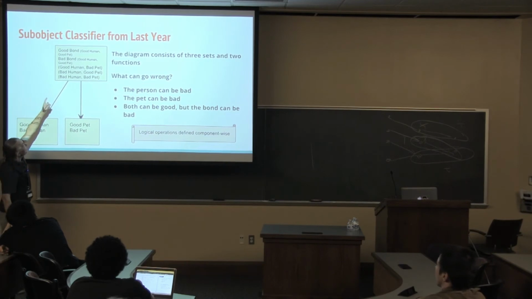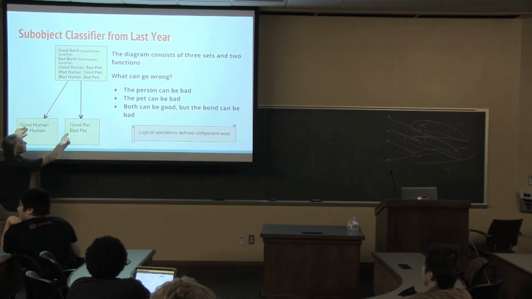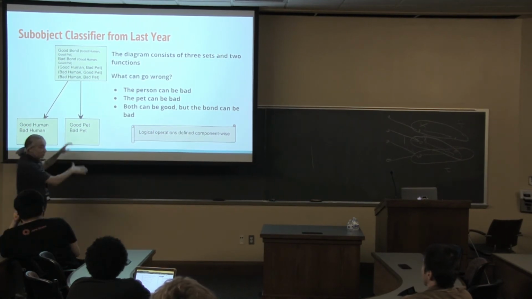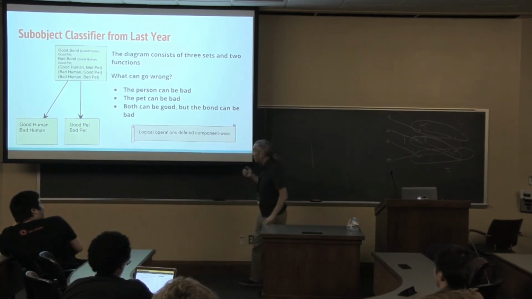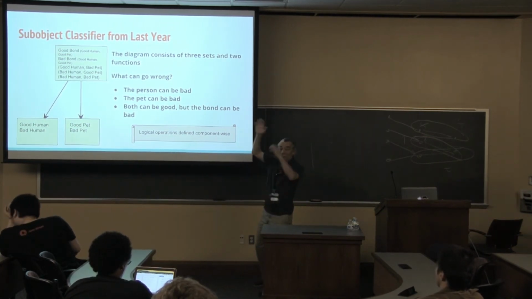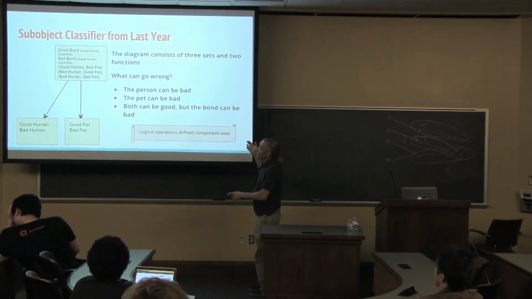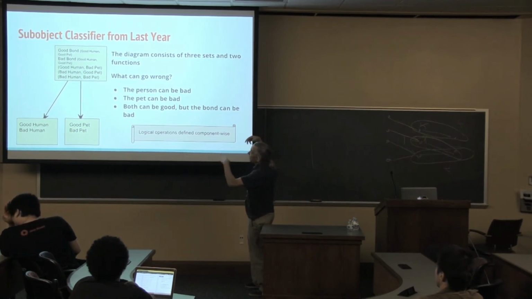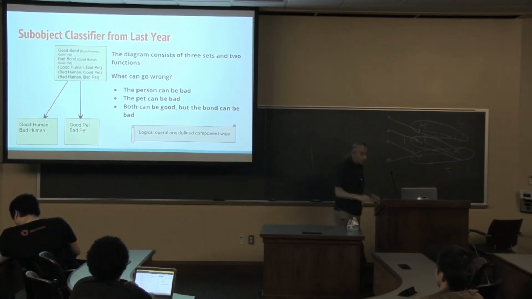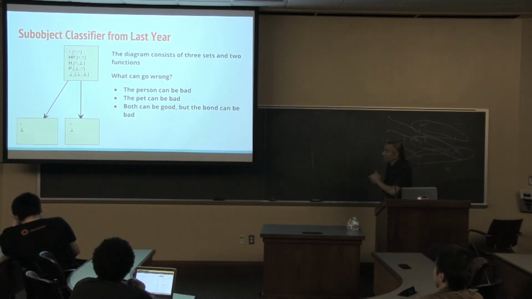So if we have a value like good human, bad pet, it maps to good human here, and to bad pet here. And logical operations, as anywhere in this kind of intuitionistic logic, are defined component-wise, just by those diagrams, as I showed you. So if we have good human, bad pet, and then bad human and good pet, and build a conjunction, you'll have bad human, bad pet. And it will be preserved. So this is the subobject classifier.